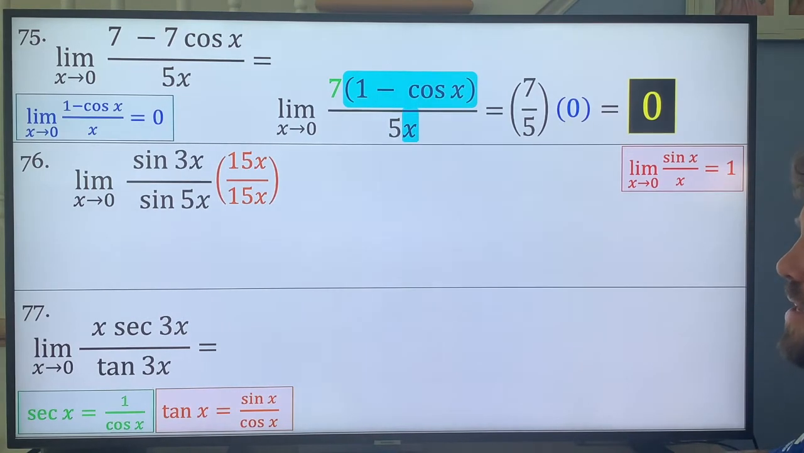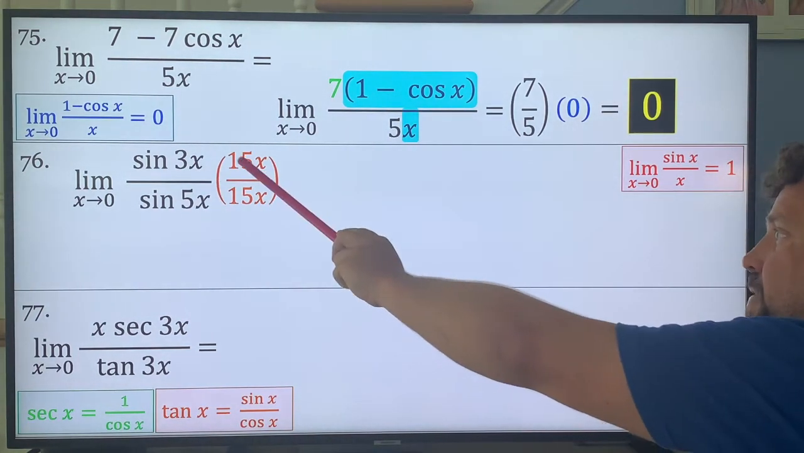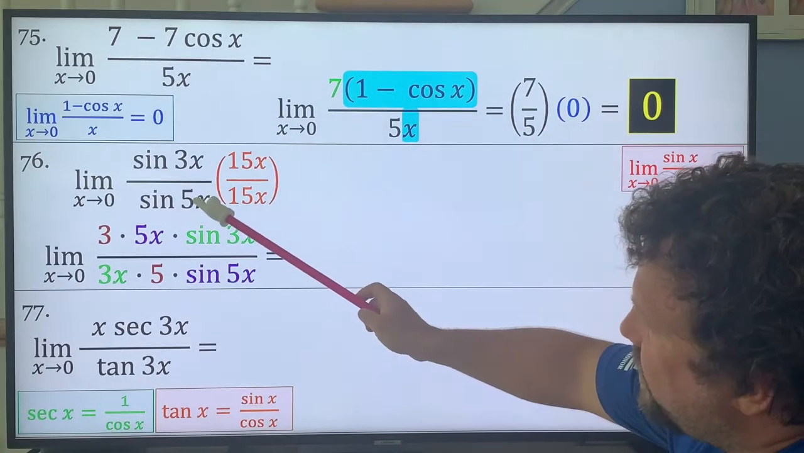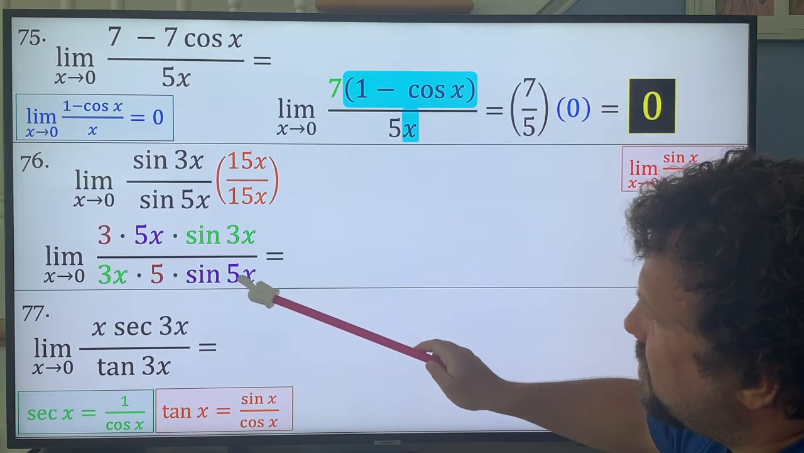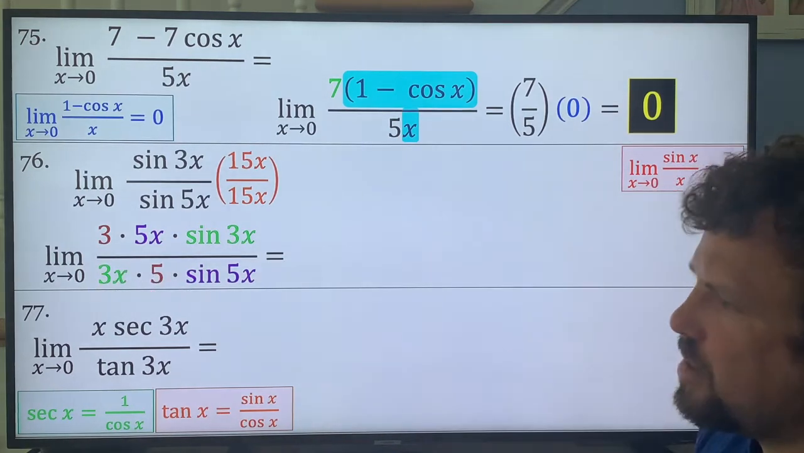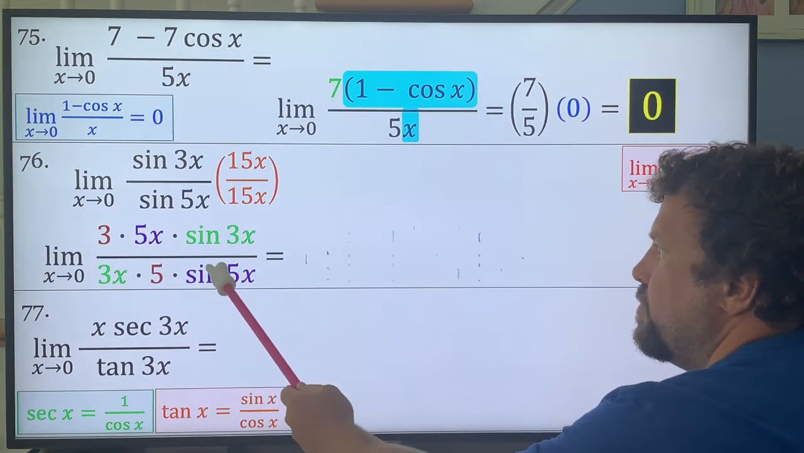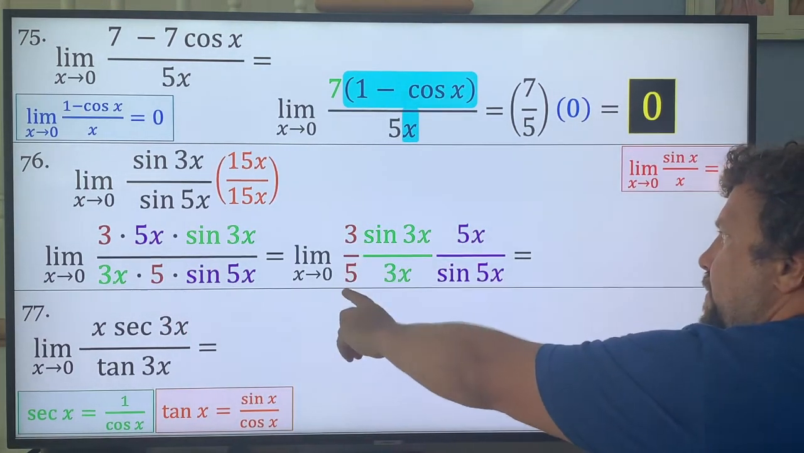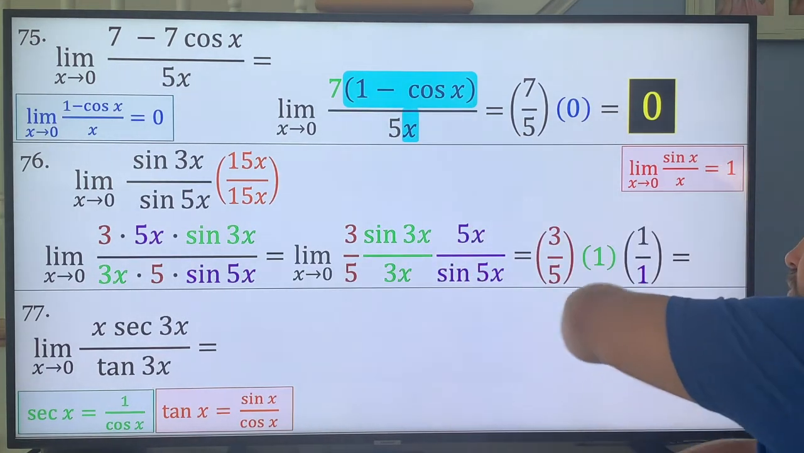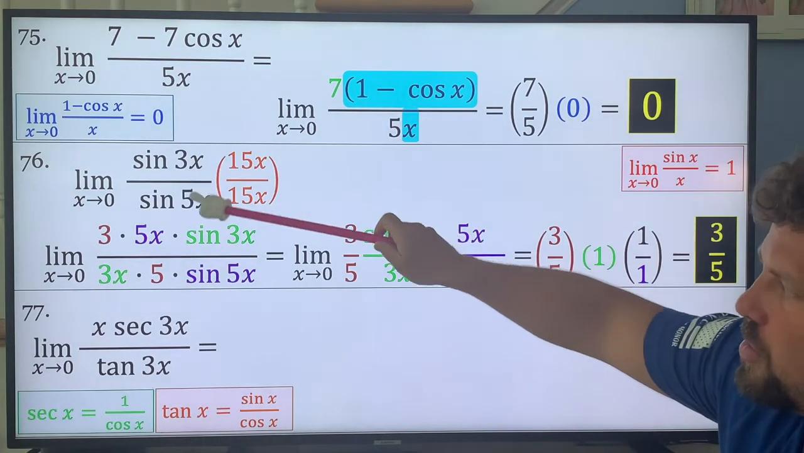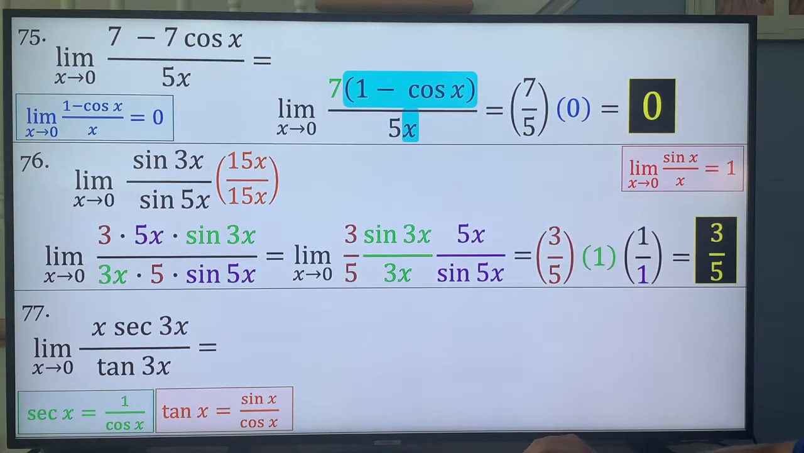Now, why did I pick 15x? Why do you think? 3 times 5 is 15. So what you get here is, watch how this works. We want a 5x on top, right? 3 times 5x. So that's going to match up. And we want a 15x on bottom, 3x times 5. So every 3x is matched up. Separate those, match them, and match them. So 3/5, 1, 1 over 1 is 3/5. See that? Was that really hard? I know it's the same as just those two, but this is mathematically how you solve it.